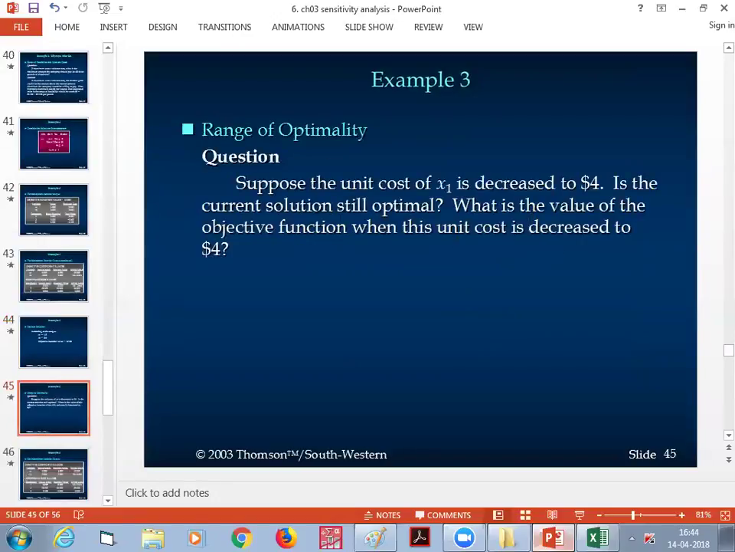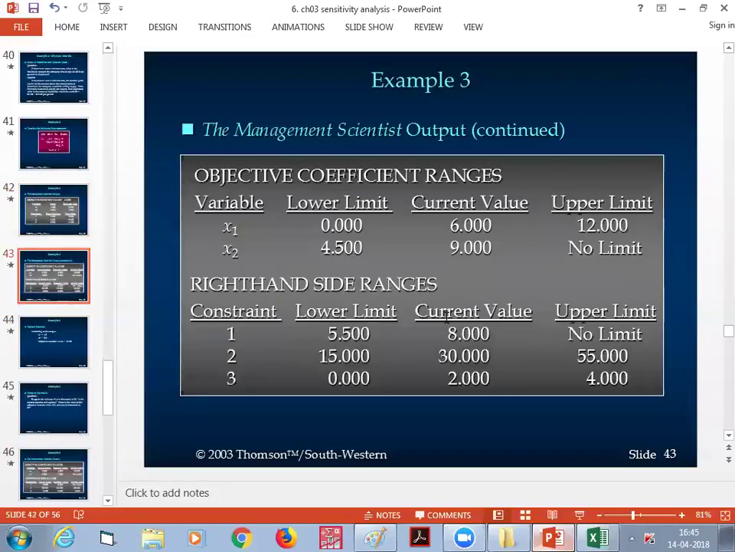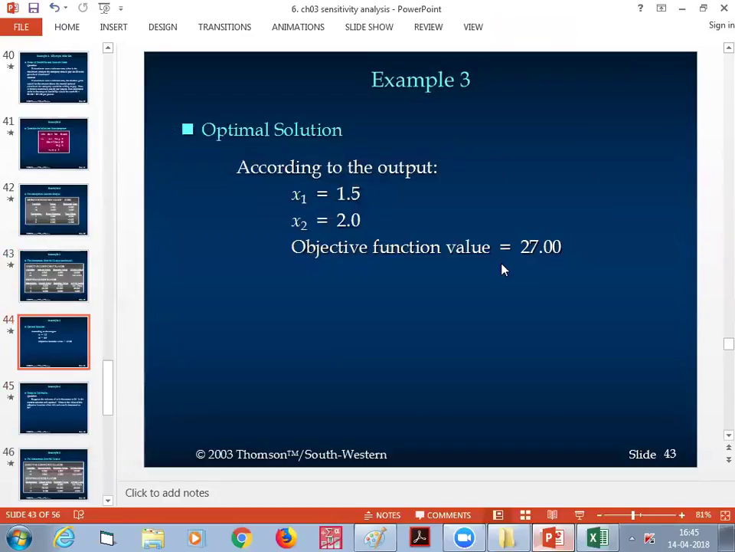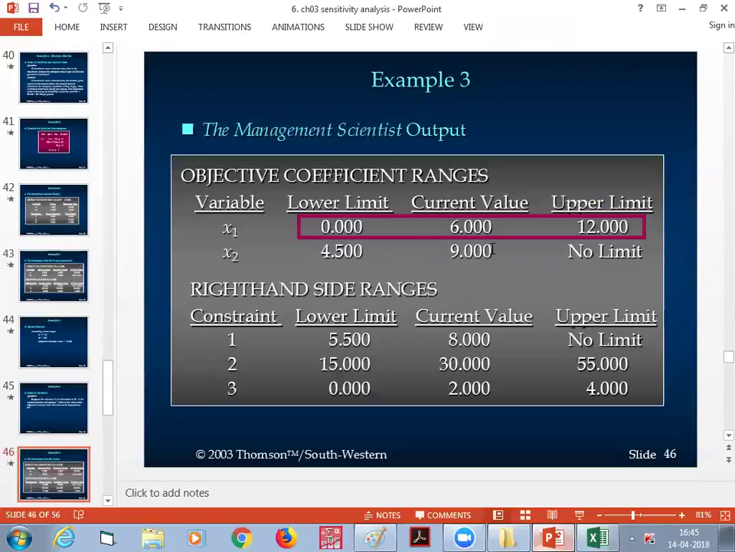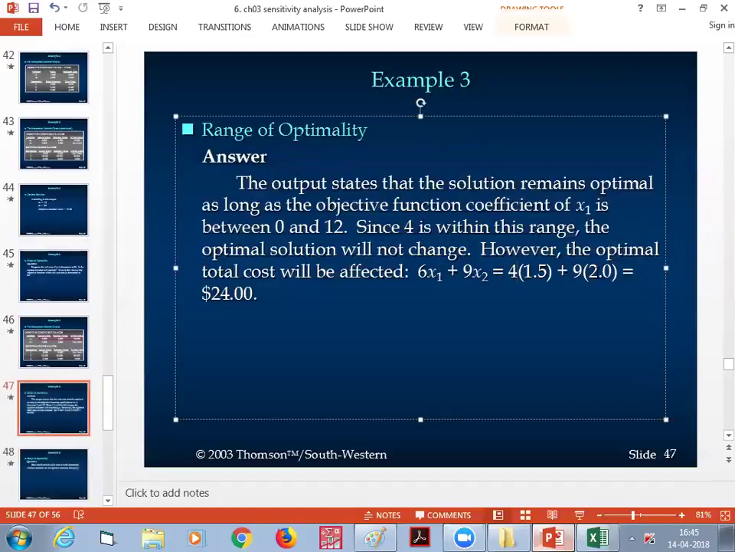Now, suppose that unit cost of x1 is decreased to 4. Is the current solution optimal? So it was 6, it's decreased to 4. So let's see. Coefficient range 6, it can go down to 0 up to 12. So is it within the range? Yes. And so the solution remains optimal. What is the value of the objective function when the unit cost is decreased to 4? It's within the range, so now what will it be? 4 into 1.5 plus 9 into 2 will be 24.